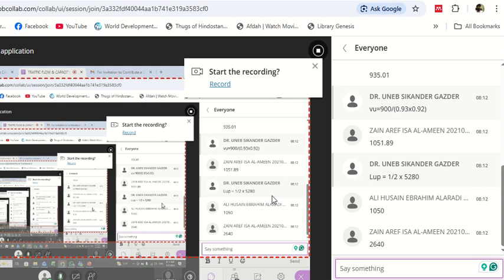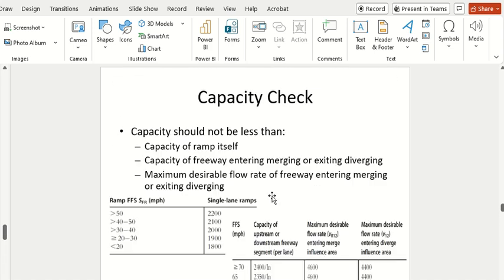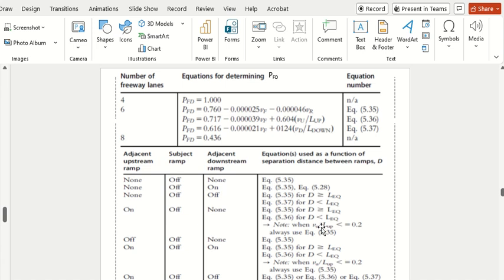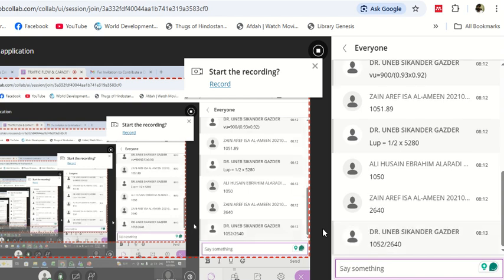Okay, so when we calculate the ratio, I need to calculate the ratio of flow upon length, right? Flow upon length. So flow is 1052 and the length is 2640. Okay, how much is this?